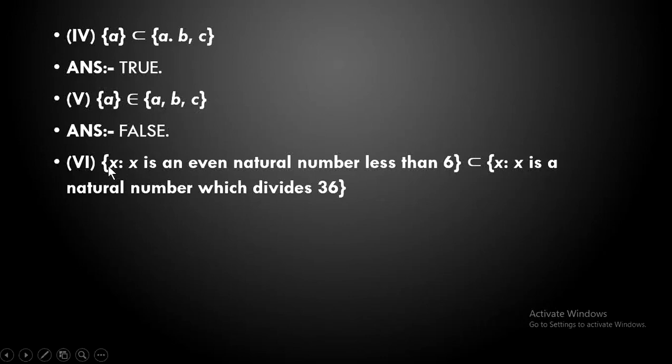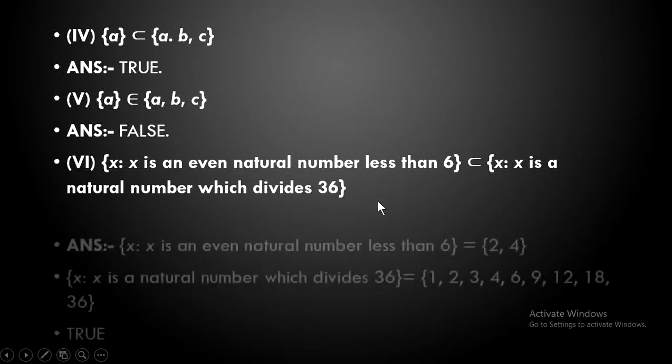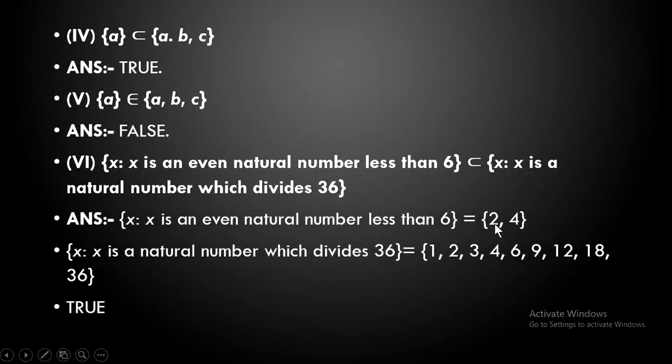Next bit says X is such that X is an even natural number which is less than 6. That is a subset of the set where X is such that X is a natural number which divides 36. Now first we'll convert them into roster form. First you can see it consists of 2 and 4. They are even natural numbers which are less than 6. Second one, you can see all the numbers are given which divide 36, all the natural numbers.